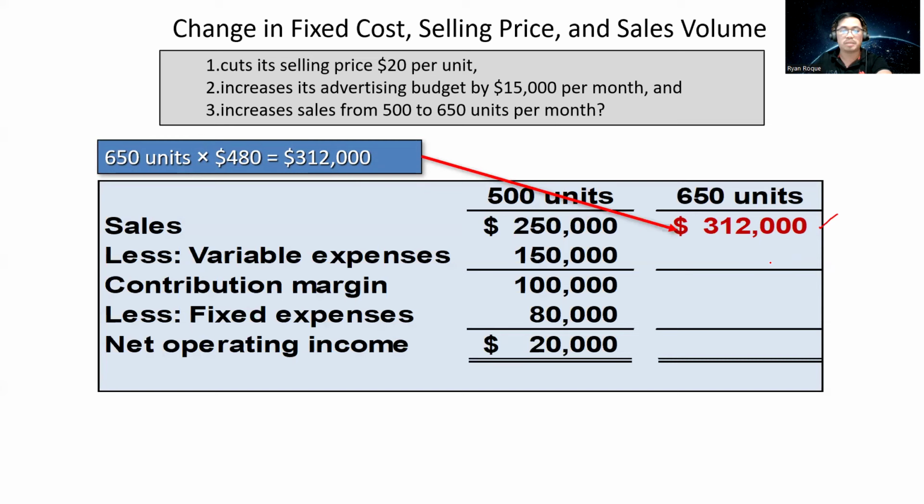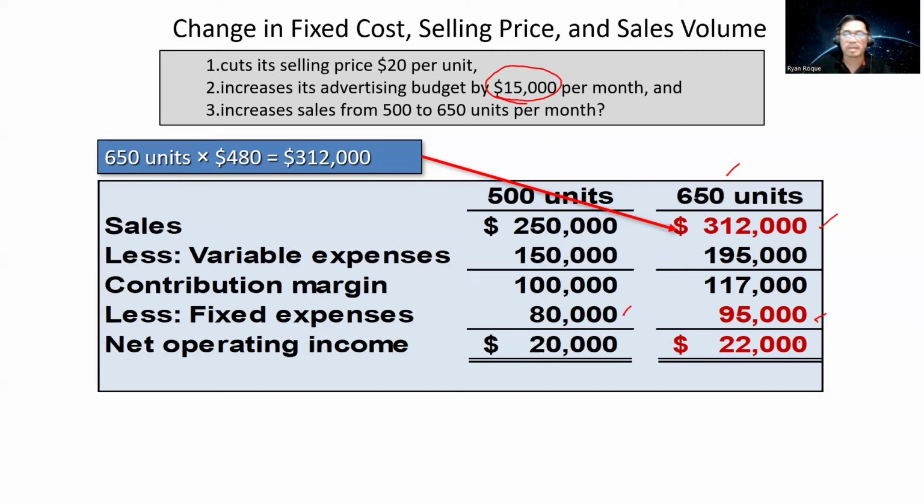For the variable expenses, there is no change in the variable cost per unit. So you just simply multiply 300 by 650 units. That would give you 195,000. And then your CM is the difference between the two, so we have a 117,000 contribution margin. Your fixed expenses, remember, there is an increase in your advertising budget of $15,000. Therefore, your new fixed expenses would be 95,000. Therefore, your operating income because of these efforts will now become $22,000.